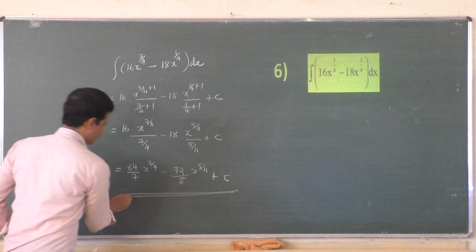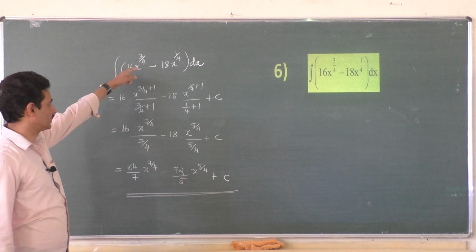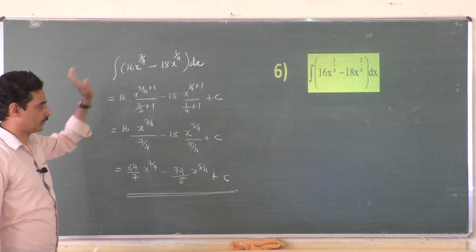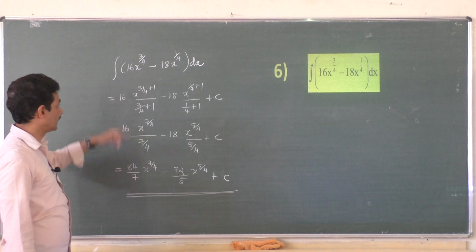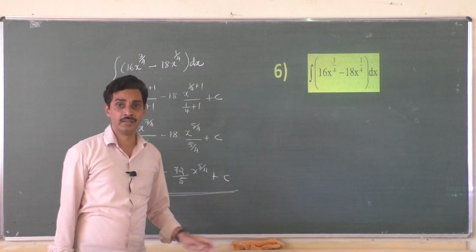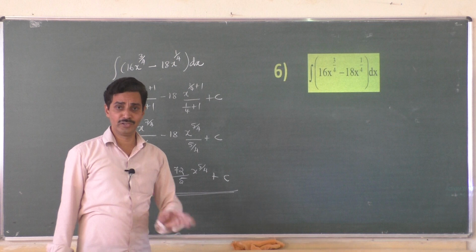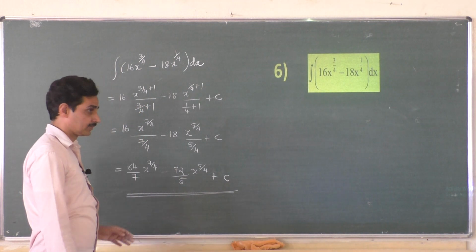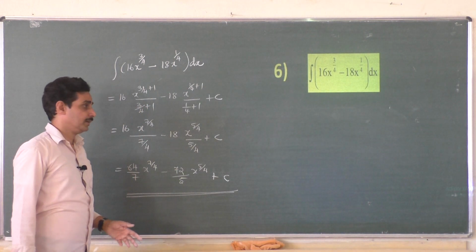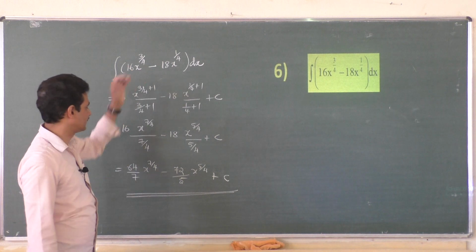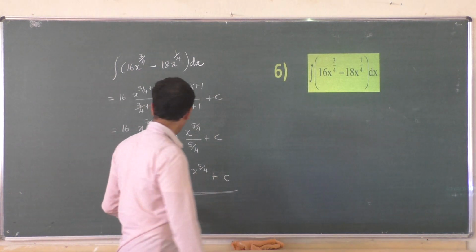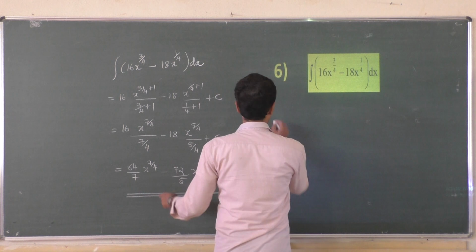This is the answer. That is the integration of 16x to the power 3 by 4 minus 18x to the power 1 by 4. Differentiate this. Will you get it back? And just keep it in mind, after integration you need not differentiate it. That's not asked here. But simply we are checking whether we get back the same equation or not. Simply playing with it, right? So what is the differentiation of that equation?